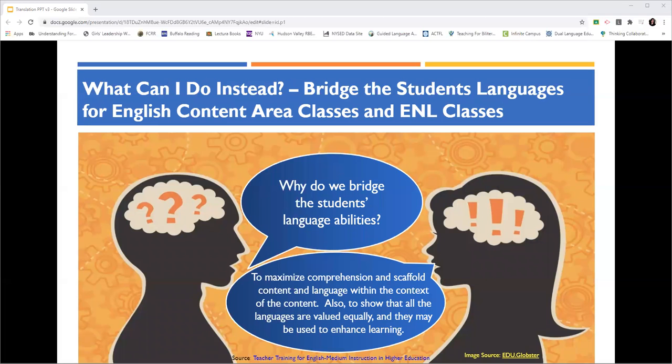So what can you do instead of translating lengthy documents, which to be honest is not best practice, or lengthy pieces of literature? How about if you start by bridging the students' languages? So what do we mean by that? By saying this, we want you to maximize comprehension and scaffold content and language within the context of the content. Also, it will help you build a sense of community, as it will show your students that all languages are valued equally, and these may be used to enhance learning.